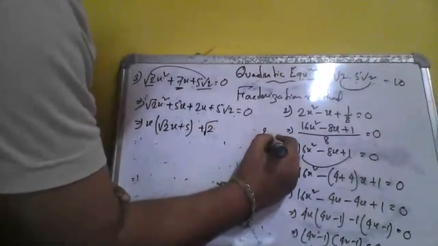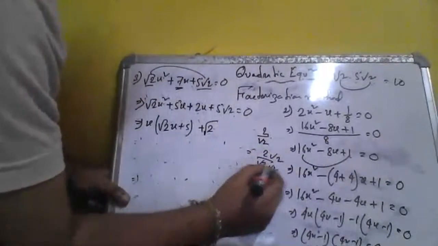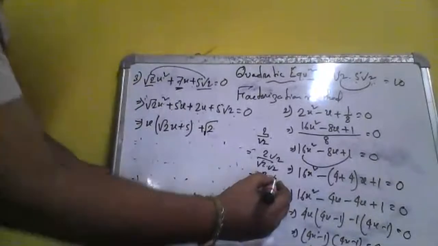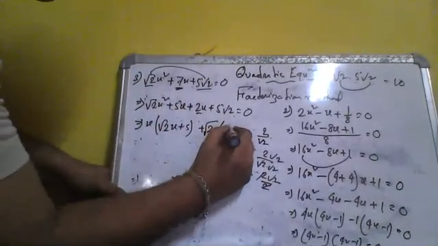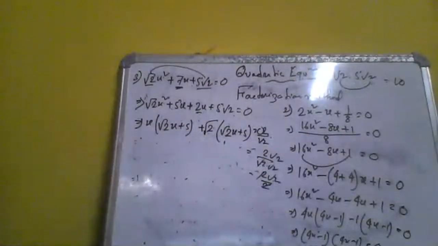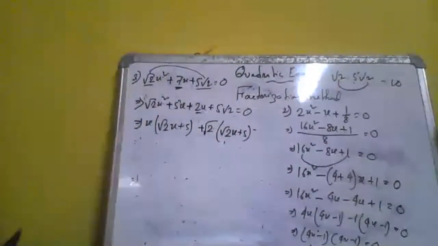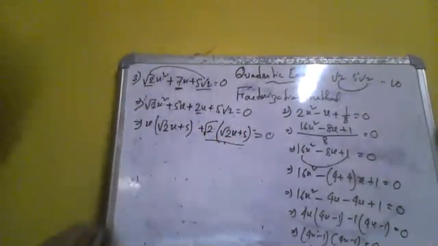2 divided by root 2. As soon as you do, root 2 into root 2 and 2 root 2. Root 2 into root 2 is what? 2. And 2 root 2, 2 cancels, the answer will become root 2. That means here will come root 2x plus 5 equal to 0. Understood? This one understood now?